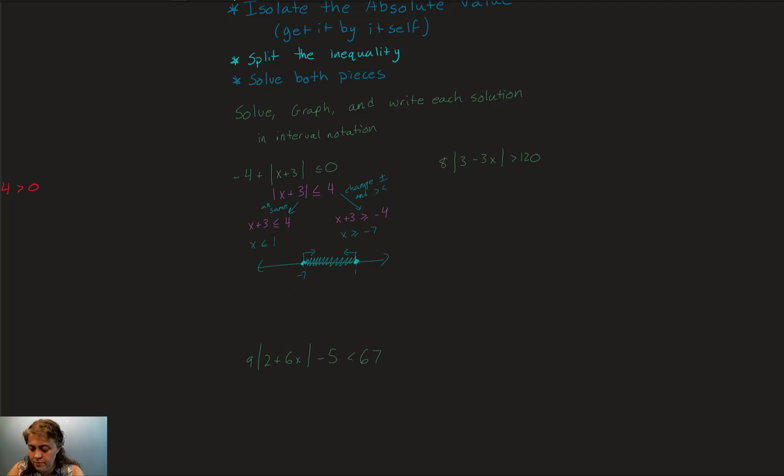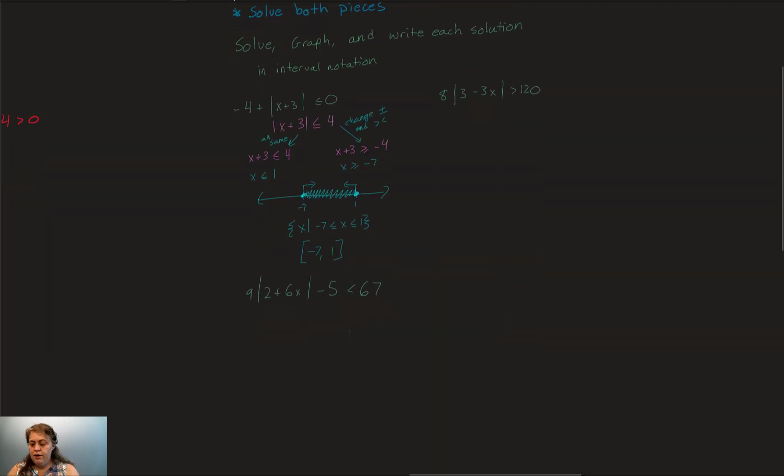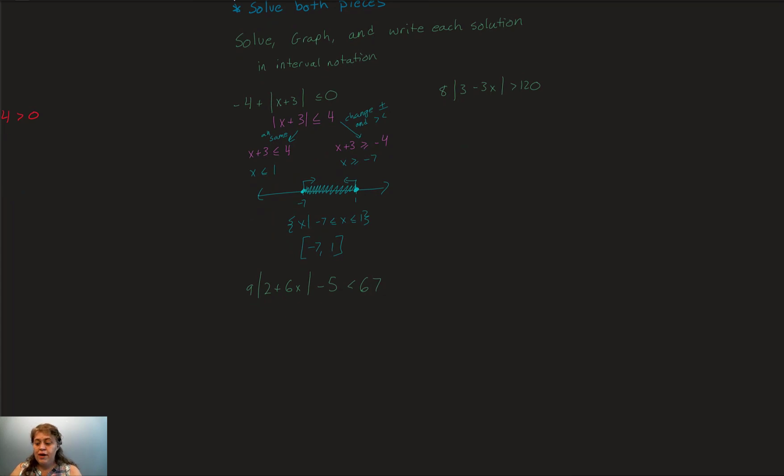So set notation, I want x such that my smallest number is negative 7, less than or equal to x, less than or equal to 1. And for interval notation, negative 7, positive 1, square brackets on both. And that's pretty much how these guys work out.